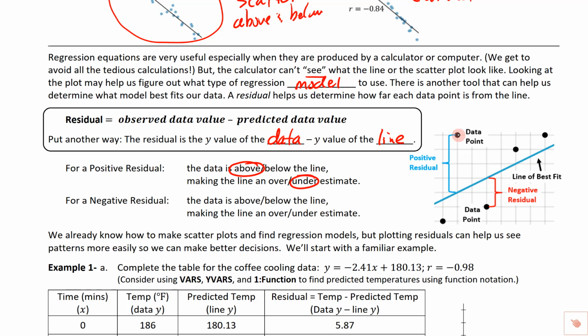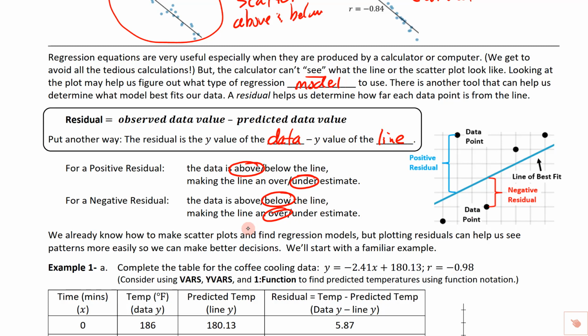So if the data point is above the line, then the line is actually an underestimate. And let's take a look at this negative residual situation right here. The negative residual means that it's below the line, so kind of the opposite. That makes the line above it, which makes it an overestimate. So it's kind of the opposite relationship here.